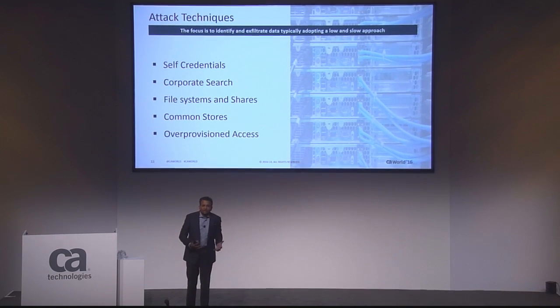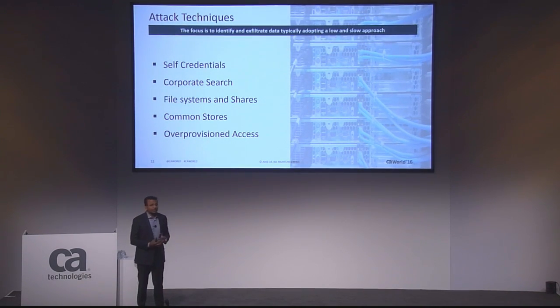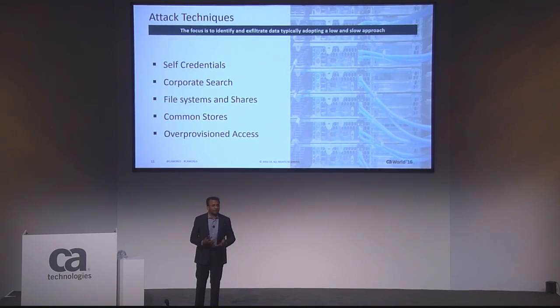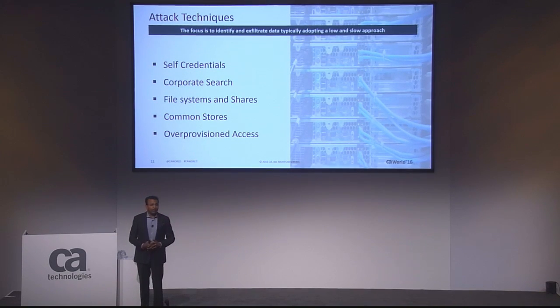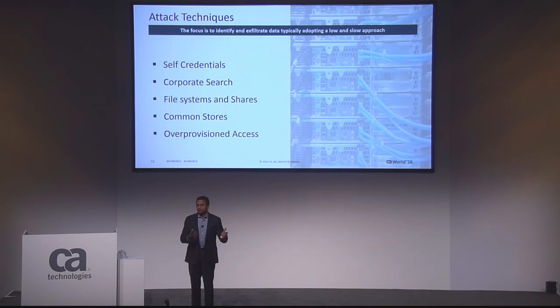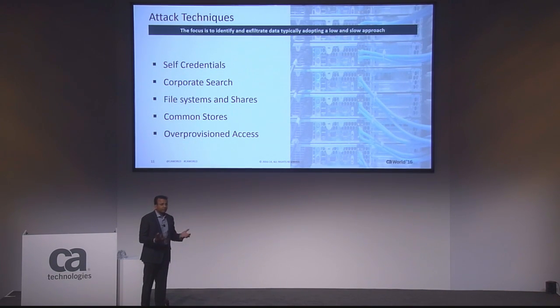So using self-credentials, you'll have individuals who are just snooping around, looking at different shares, thinking, this file looks interesting, let me open the file and see what's in there. And if the file is password protected, then they go ahead and try a brute force attack to see if they can break that password and gain access to that information. Then there are file systems and shares, where people put information where they should not be putting it, and this includes FTP sources, where information should not be saved. These are locations where you see these threat actors going and looking for certain things to see if they can get some information.